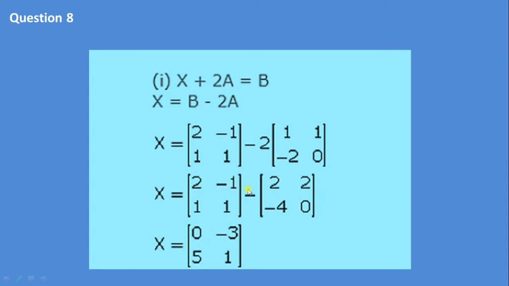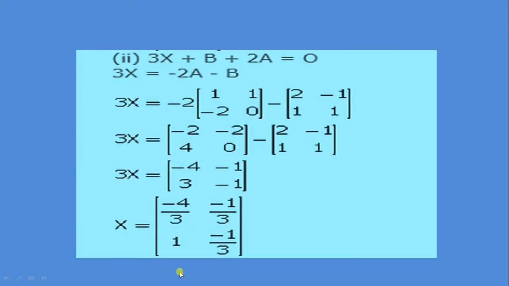That is 2 minus 2, 0. Minus 1 minus 2 is minus 3. 1 minus of minus 4 is 5. 1 minus 0 is 1. Similarly, the second sub question: it is 3X plus B plus 2A is equal to 0. Then 3X is equal to minus 2A minus B.